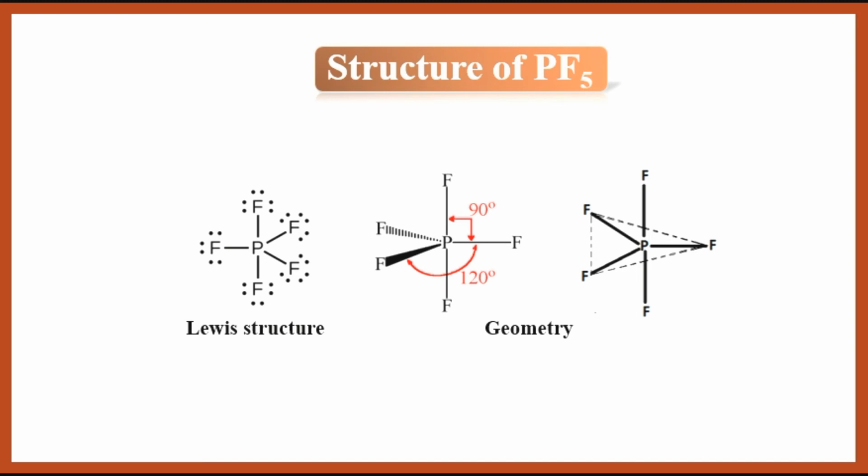This type of geometry has been retained by the heavier group 5A elements, that are phosphorus, arsenic, and antimony. All these atoms form some covalent compounds by sharing all of their 5 valence electrons with 5 other atoms.